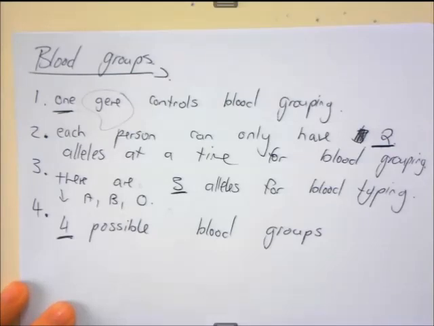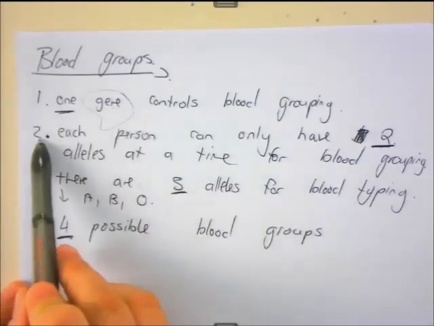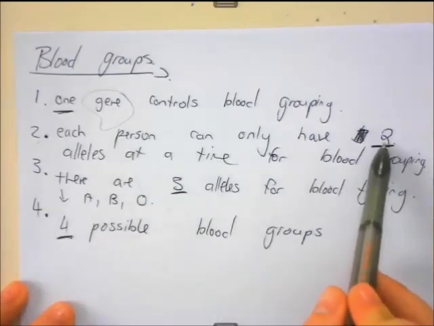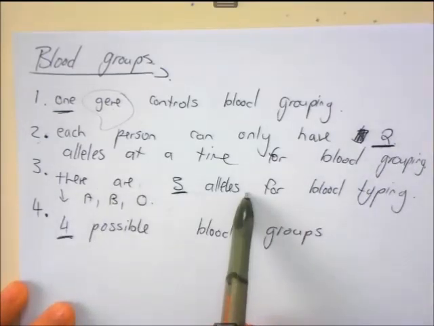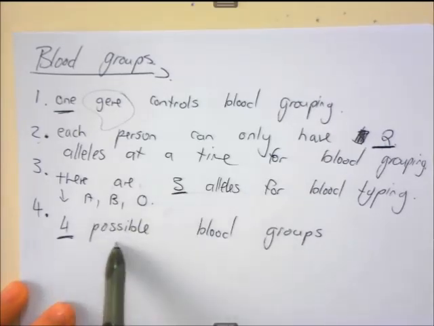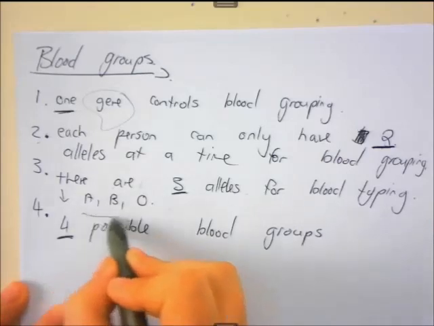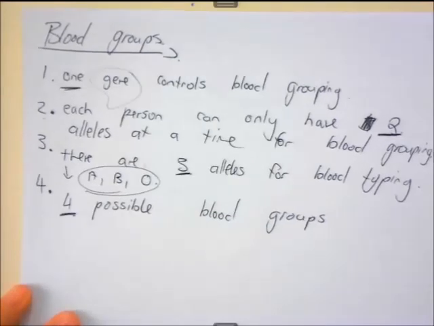Okay, so if you can kind of remember the 1, 2, 3, 4 little rhyme or scheme that we have over here. One gene controls blood grouping. Each person has 2 of the alleles that code for blood typing, okay, that are going to determine which blood group you have. But there are 3 alleles for blood typing, okay, A, B, and O, and there are 4 possible blood groups depending on the combinations of those alleles that are going to result in the blood types.